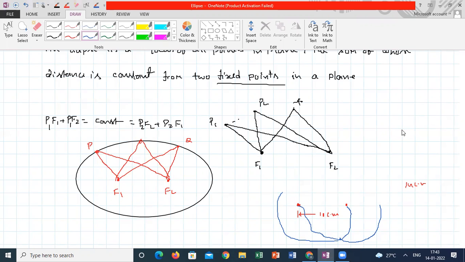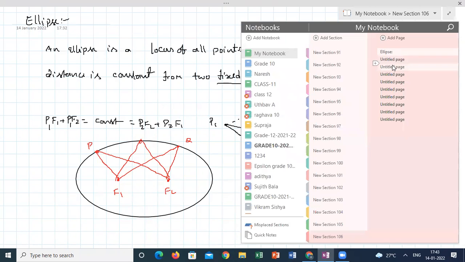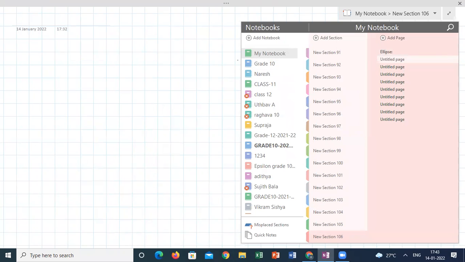See, these two fixed points are called foci, the plural form of focus. Like in a parabola we have a focus, these two fixed points are known as foci, the plural form of focus.